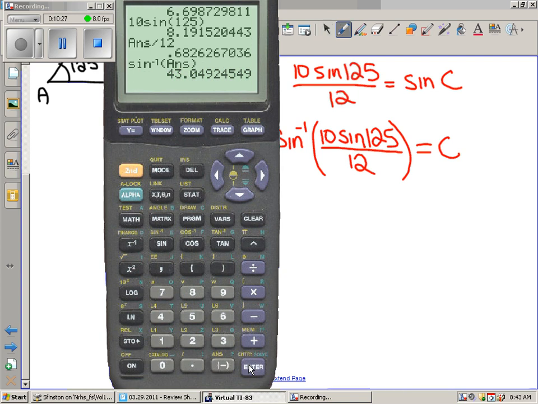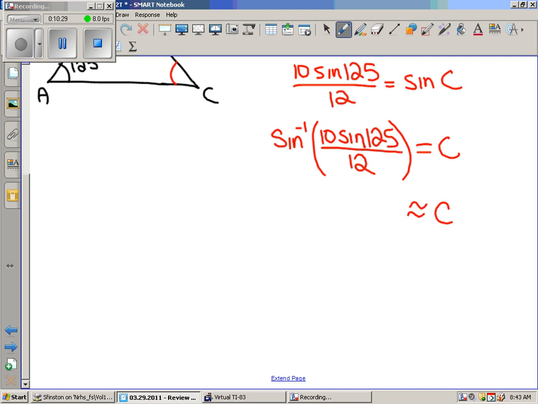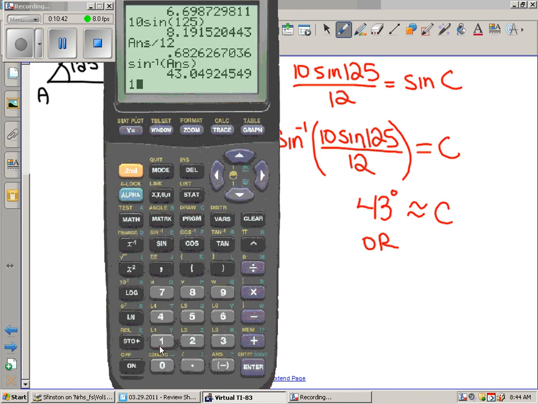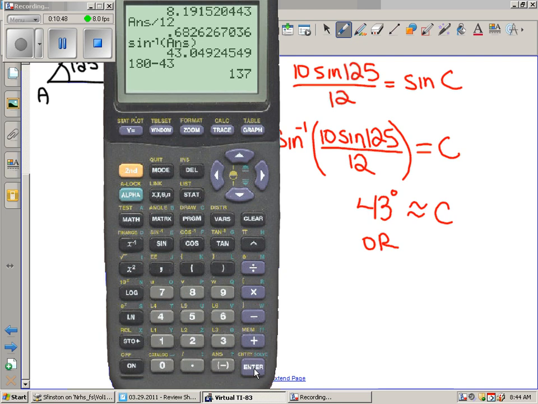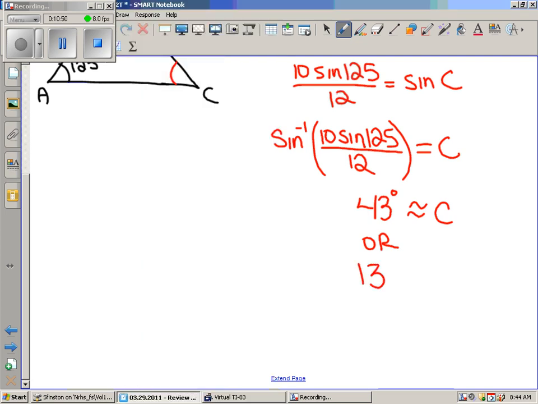43 degrees. So C is approximately 43 degrees. Okay? But then there's a hidden version of that, right? How do you find it? You simply do 180 minus that answer. Okay? And you get 137. So C is approximately equal to 43 or 137.